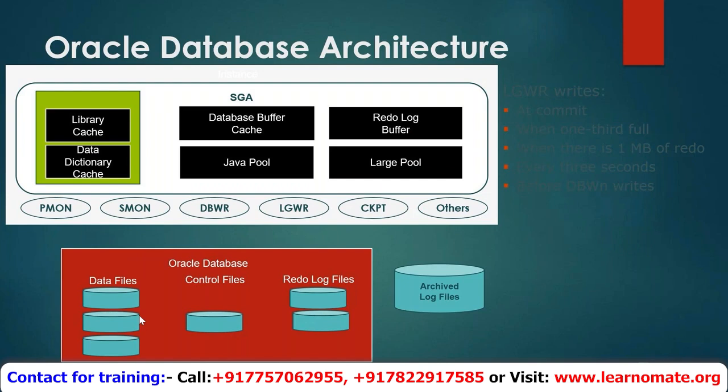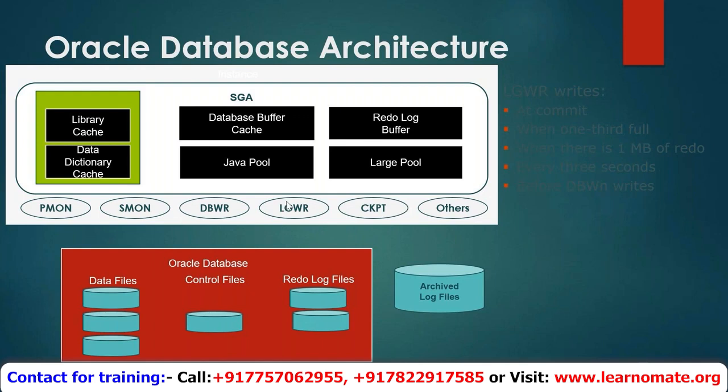Then control file. Control files are the most critical files in Oracle database. Control files store the metadata information. If you lose your control file, and you don't have any redundancy of your control file, your database may not come up. So control files are the most critical files in Oracle database. The control file stores the metadata information, data about data.